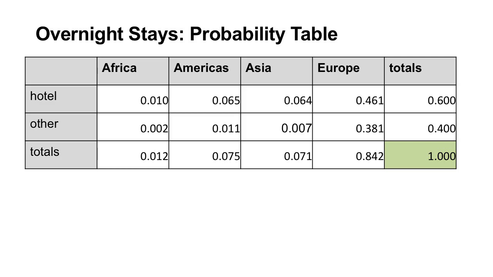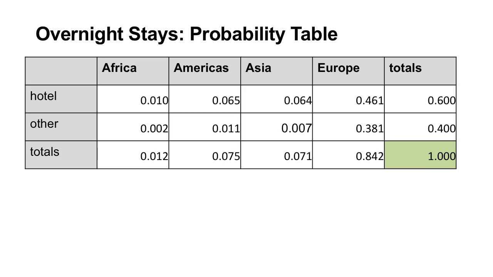How do I get this data? If you look at the accompanying Excel spreadsheet, you will see you just divide every number by the total. 28.3 million was the total, divided by itself, gives me this 1.000. We see that 60% of all overnight stays were in hotels, 40% were other. Those together, 60 plus 40, gives me the 1.